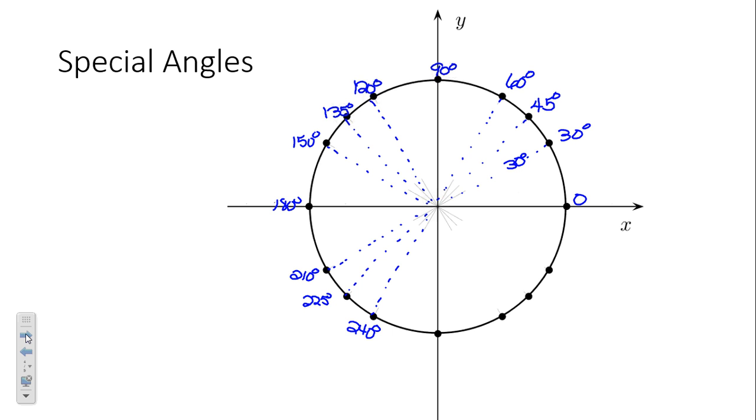3/4 of a revolution is how many degrees? 270. And so 30 more than 270, 300. 45 more than 270, 315. And 60 more than 270, 330.